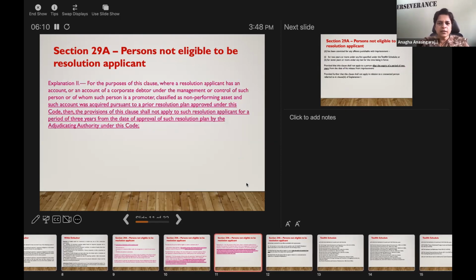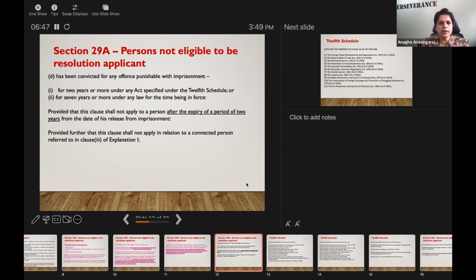The second explanation is that where a resolution applicant has an account or an account of the CD, which is a non-performing asset. So if his account has become NPA and this account was acquired pursuant to a prior resolution plan, which he took by way of a resolution plan under this code. So any resolution applicant of any other third CD, who has now acquired that other CD and the account of that particular CD is a non-performing asset, then he will not be debarred only by virtue of having acquired that particular CD under that resolution plan.